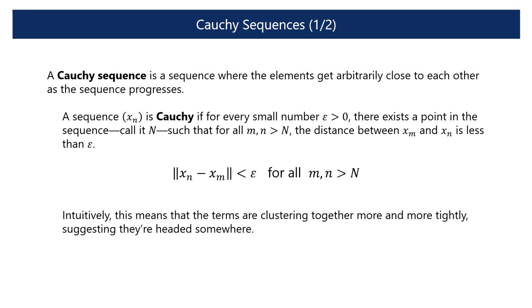To understand completeness, we first need to talk about a Cauchy sequence. A Cauchy sequence is a sequence where the elements get arbitrarily close to each other as the sequence progresses. Formally, we say that a sequence x_n is Cauchy if for every small number epsilon larger than 0, there exists a point in the sequence, call it N, such that for all m and n larger than N, the distance between x_m and x_n is less than epsilon. Intuitively, this means that the terms are clustering together more and more tightly, suggesting they are heading somewhere.